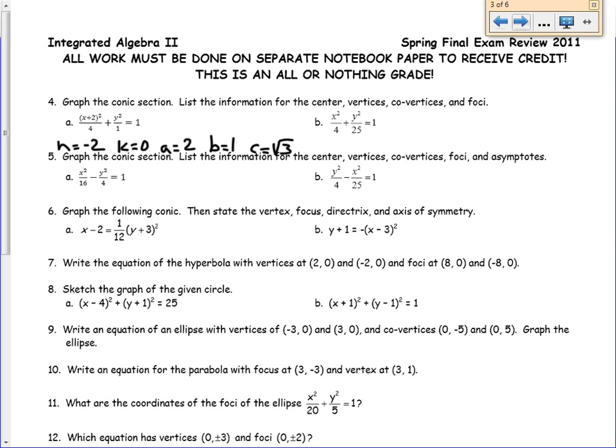Now it asks for the vertices, covertices, and foci. Guys, look, it tells you where it's going to be. So your vertices are going to be -2 plus or minus 2. Your covertices are going to be K plus or minus B. So the vertices are H plus or minus A, again, because there's the bigger number. The covertices are HK plus or minus B.